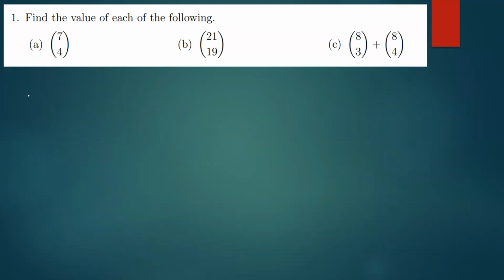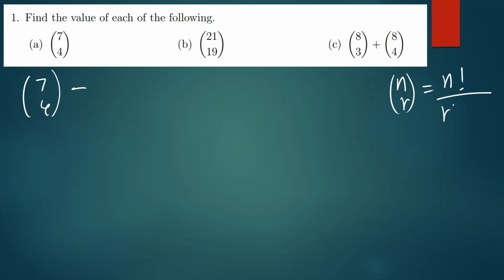Let's now apply the formula to solve what we have there. We have 7 choose 4. Let me write the formula here: n choose r is equal to n factorial over r factorial, and then n minus r factorial. So 7 choose 4 is going to be 7 factorial as the numerator, and in the denominator we have 4 factorial, which is r factorial, and then in brackets 7 minus 4 factorial.